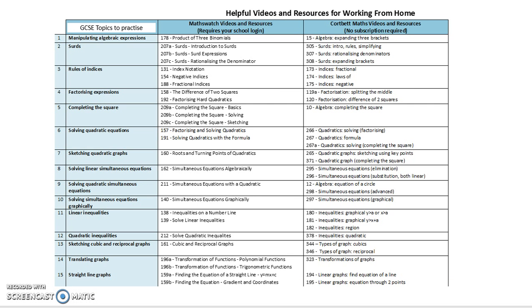Okay, finally, here are 2 slides with some prior knowledge. If you want to really give yourself a good head start going into next year, I recommend that you look at some of these topics.